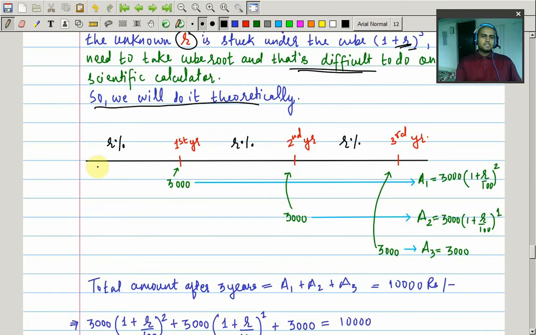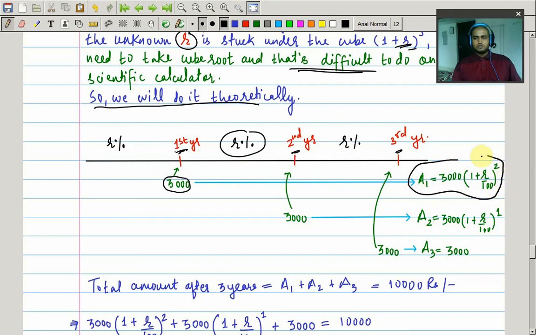So here I have a timeline of 3 years. This is the end of first year, end of second year, end of third year. In the end, I'm depositing 3,000 and the rate is R%. In a compounding manner, this 3,000 rupees will grow to this amount. I hope you can recall this.